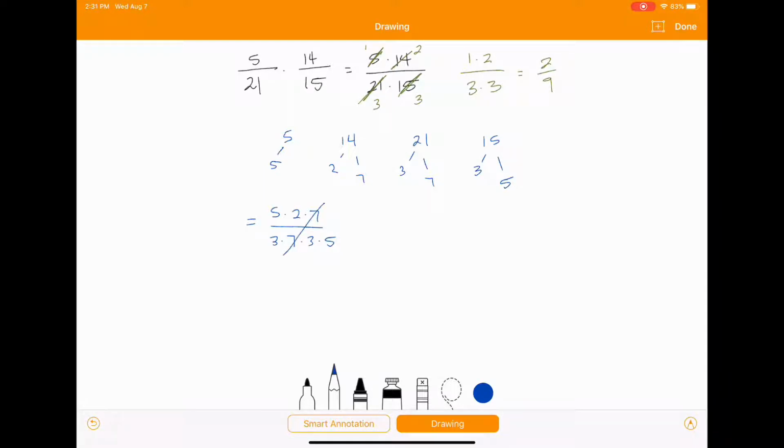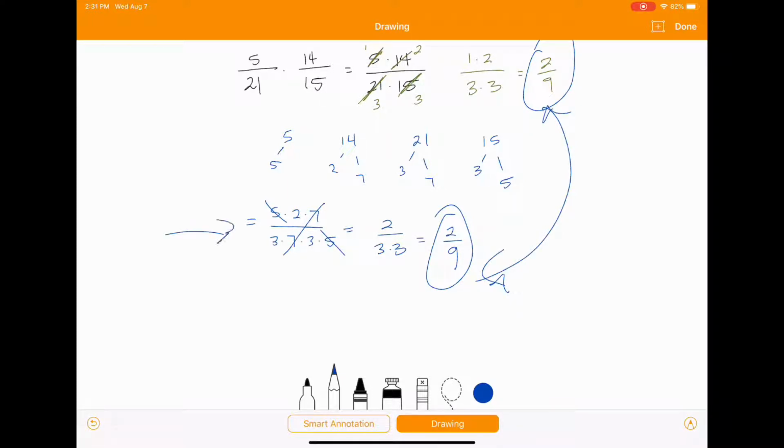So 7 and 7, and then 5 and 5. So you're left with 2 over 3 times 3, which is 2/9, which again gives you the same answer. So it doesn't matter which way you do it, whichever way you're more comfortable with. I feel like this way is a little bit more straightforward until you can just look at something like this and start picking off common things that they can be divided by, which you will get to this point eventually.